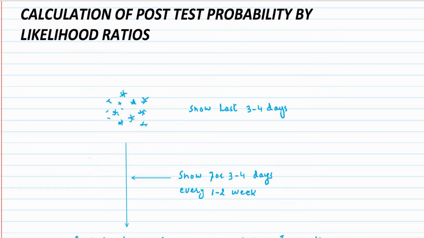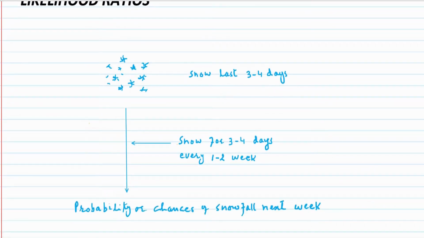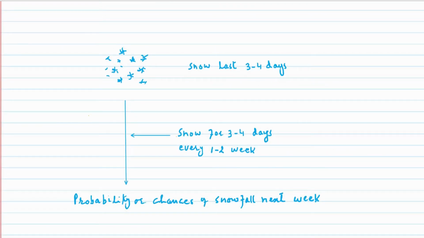Today we'll discuss how to calculate post-test probability based on likelihood ratios. Suppose you go to a town where it has been snowing for the last 3 to 4 days. Now you are worried about next week. Somebody tells you that it snows here for 3 to 4 days every 1 to 2 weeks.